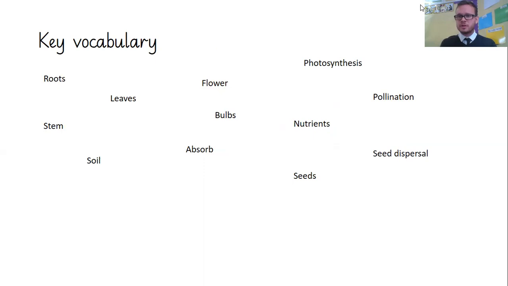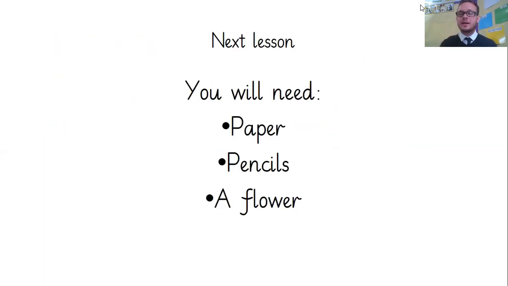Doesn't matter if you don't know what these are at the moment. You may know some of them. I'm sure you're going to know what leaves are, for example. But I would write these down in your learning book or paper, or however you're keeping notes of everything. Write these down now. And that's it for today's lesson.